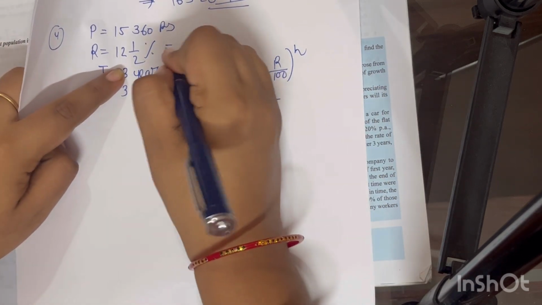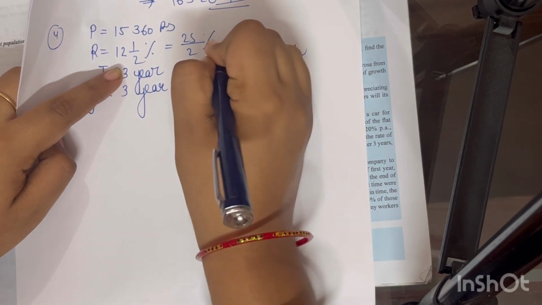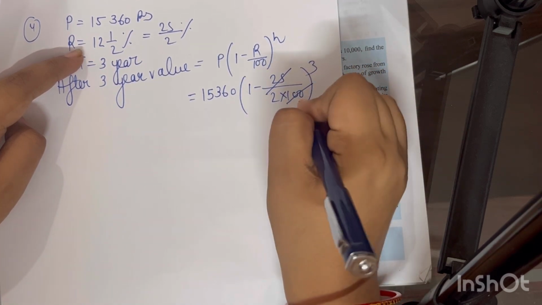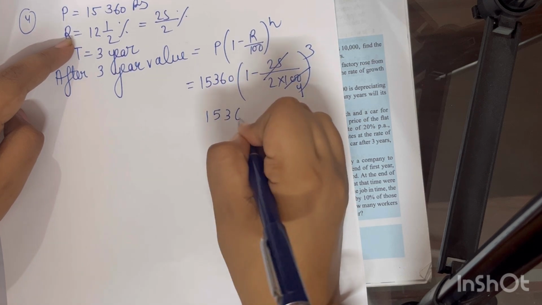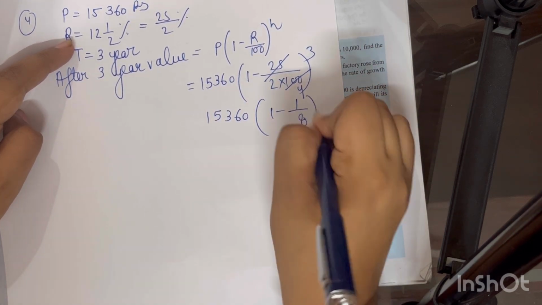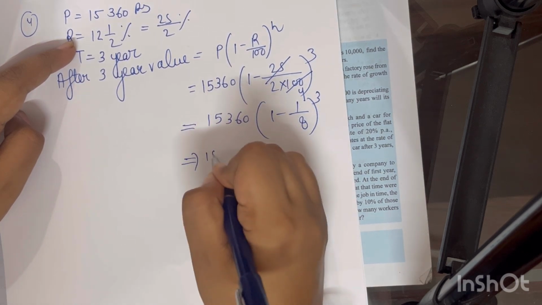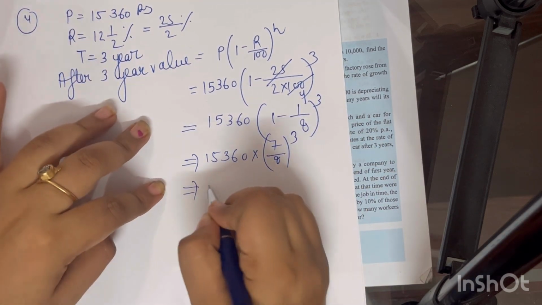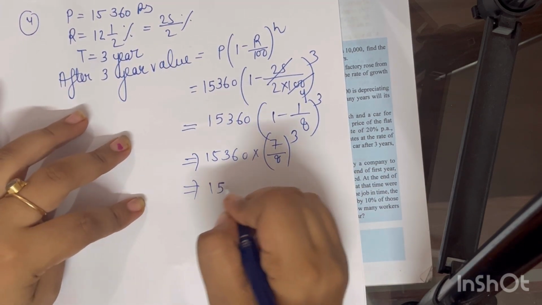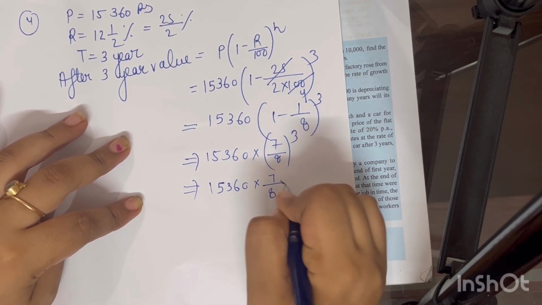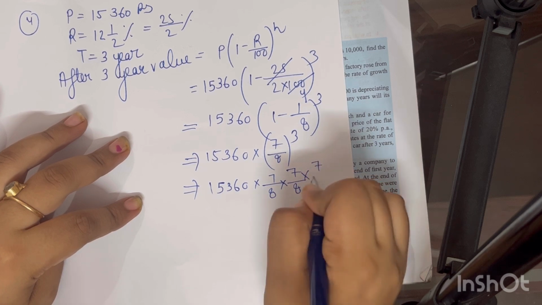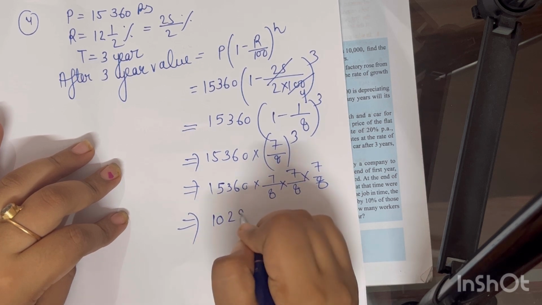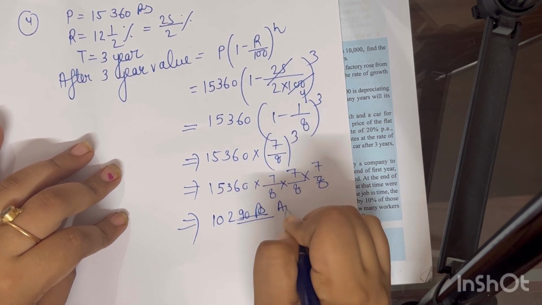15360 into (1 minus 25 by 2 into 100). 4 is 100. 15360 into (1 minus 1 by 8) raised to power n. 15360 into 7 by 8 whole cube. 15360 into 7 by 8 into 7 by 8 into 7 by 8. So it will be 10290 rupees, answer.